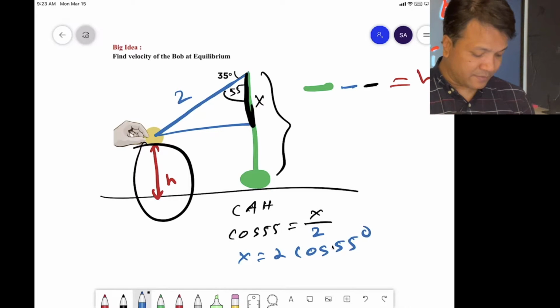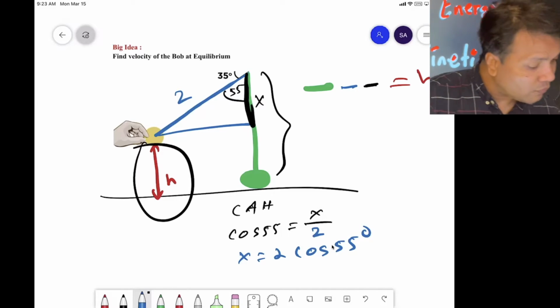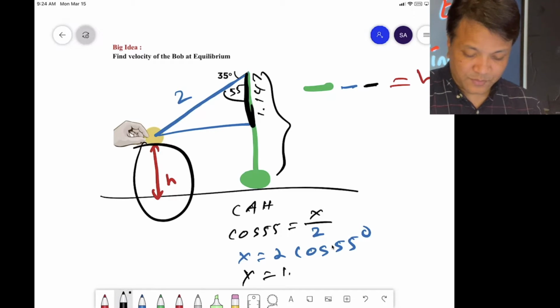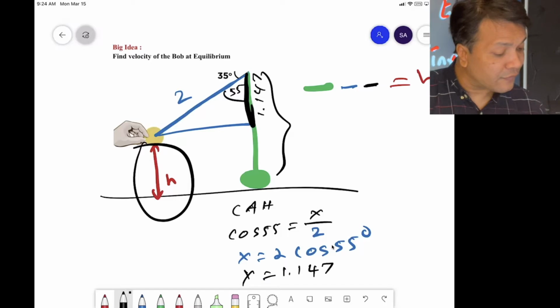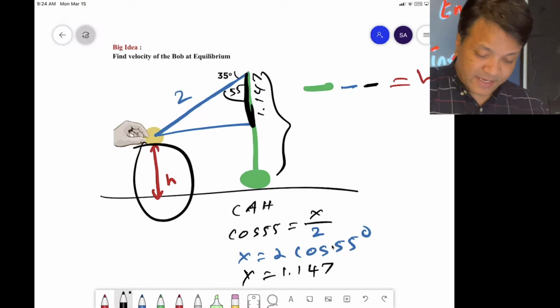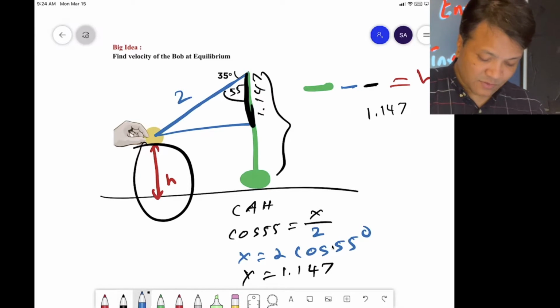Cosine 55 times 2 is 1.147. Okay, that's x. So now we know our x, so I can write x is 1.147. I know the other one as well. The other one is 2. So now I should be able to find the height.